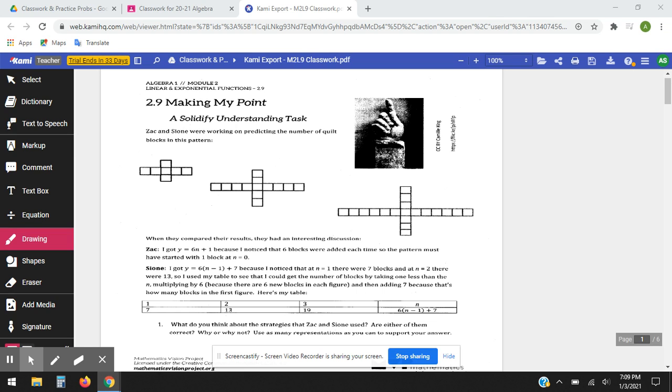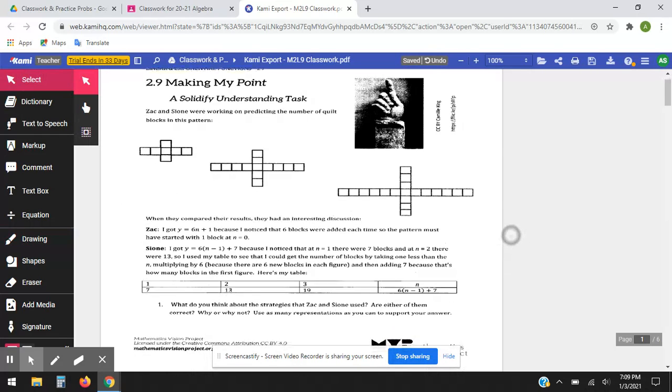Hi, this is Module 2, Lesson 9, Making My Point, the notes. Here we're focusing on some quilt blocks and the patterns they're seeing. So Zach and Sion were working on predicting the number of quilt blocks in this pattern.